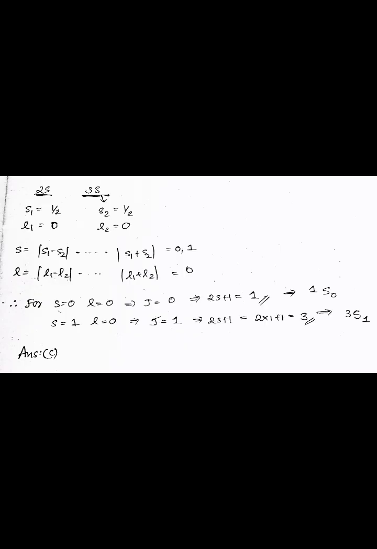Then for S is equal to 0, L is equal to 0, J is equal to 0, and here 2S plus 1 is equal to 1. Therefore, the spectral term is 1S0. Then for S is equal to 1, L equal to 0, J equal to 1, and here 2S plus 1 is equal to 2 into 1 plus 1, and this is equal to 3. Therefore, the spectral term is 3S1. So here the answer is option C.